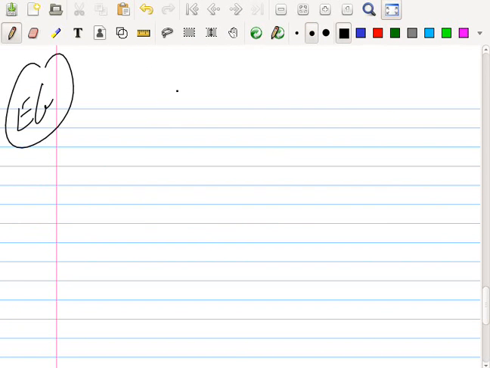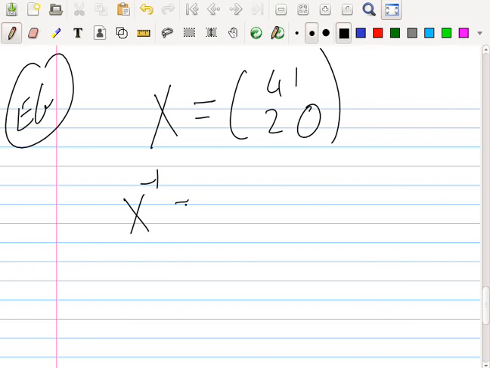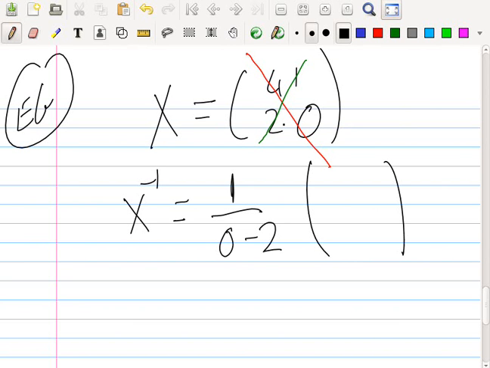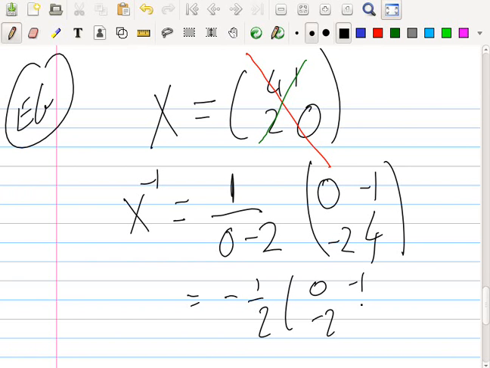Okay. So for example, I have x equals 4, 1, 2, 0. And I want to know what is the inverse of it. So the process is as follows. You multiply these, what do you get? 0. And then you multiply these, what do you get? 2. So 1 over the determinant, that is going to be 0 minus 2, which is minus 2. Then, what do you do next? You swap these 2. And then what do you do with these 2? Negative. Change the sign. So you get minus 1 over 2, 0, minus 1, minus 2, and 4.